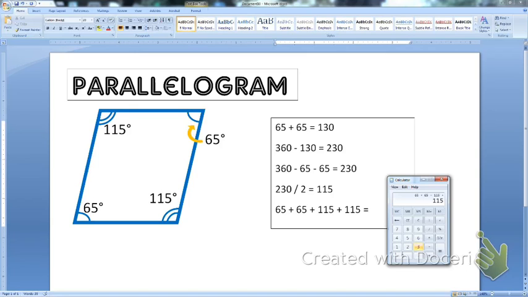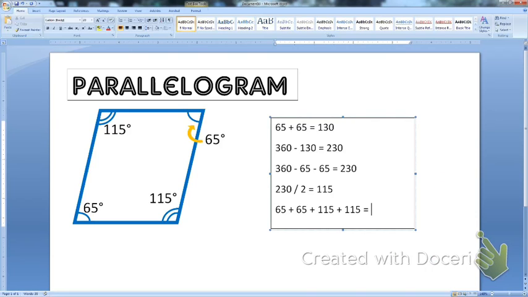Alright, so 65 plus 115 plus 115. Here we go, drum roll. 360 degrees. And we have checked our work and we know that all of these angles add up to 360. And we know this is a quadrilateral because it has 4 sides. So that means that our answer must be 115 degrees. Okay.